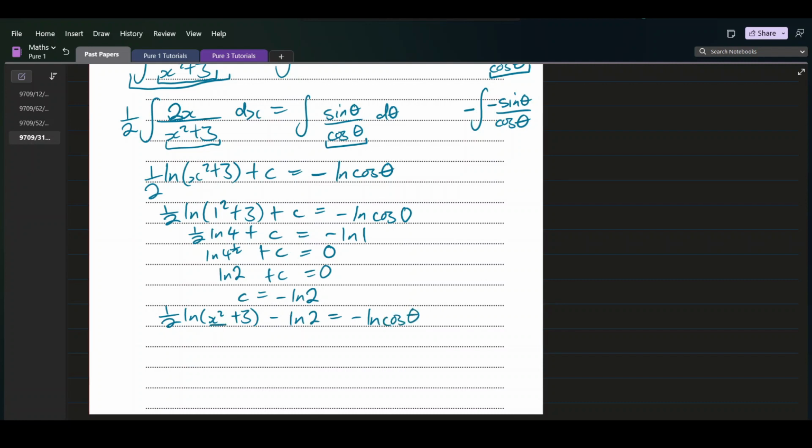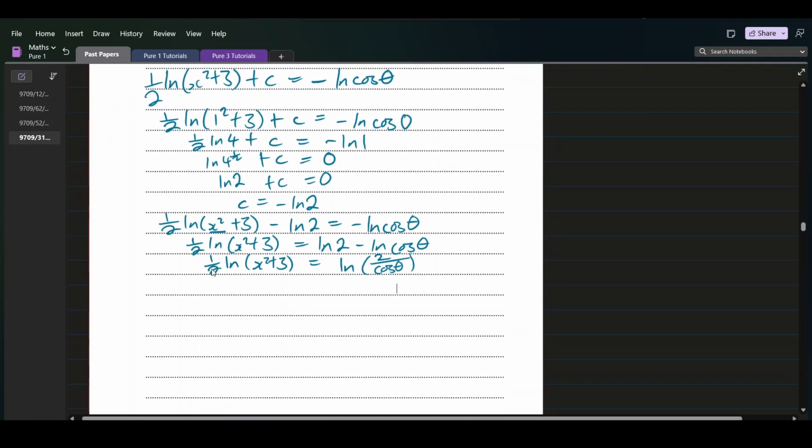Now our goal is to make x squared the subject of the formula. So this becomes half ln (x squared plus 3). Let's move the negative ln 2 to the right hand side. So that's ln 2 minus ln cos theta. Using laws of logarithms, let's combine the two logarithms on the right hand side. So that becomes ln of 2 over cos theta.